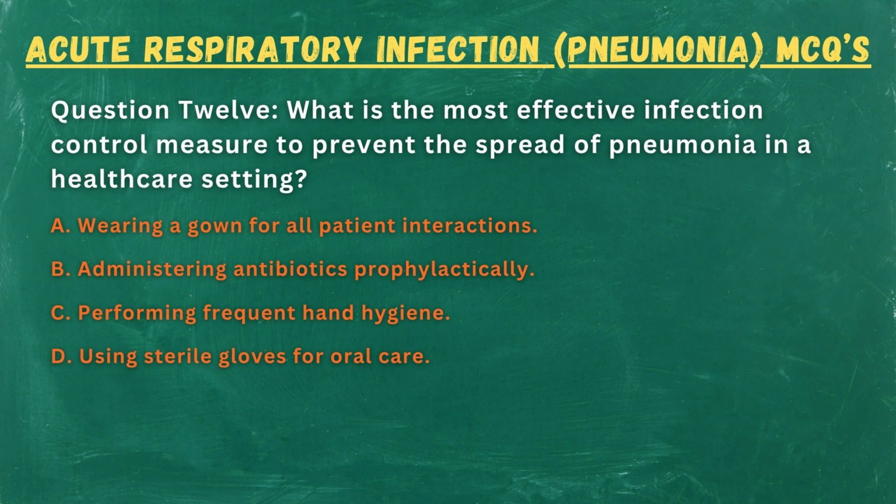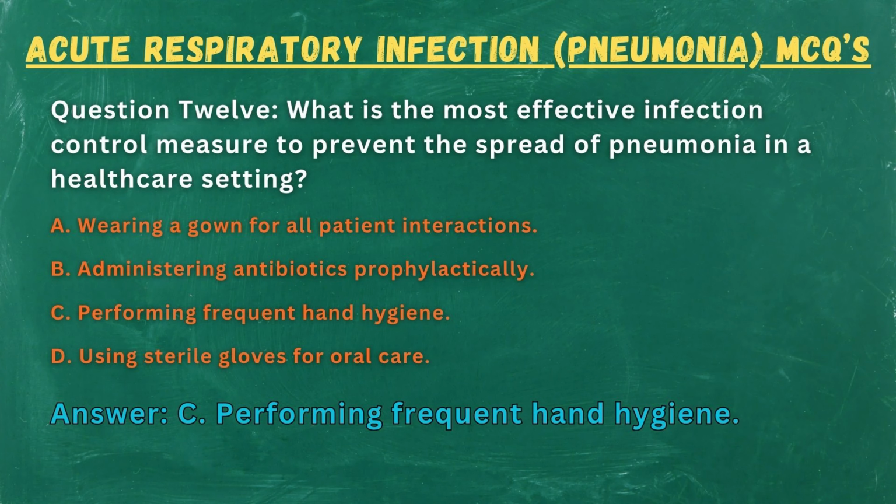Question 12. What is the most effective infection control measure to prevent the spread of pneumonia in a healthcare setting? A. Wearing a gown for all patient interactions. B. Administering antibiotics prophylactically. C. Performing frequent hand hygiene. D. Using sterile gloves for oral care. Answer: C. Performing frequent hand hygiene.